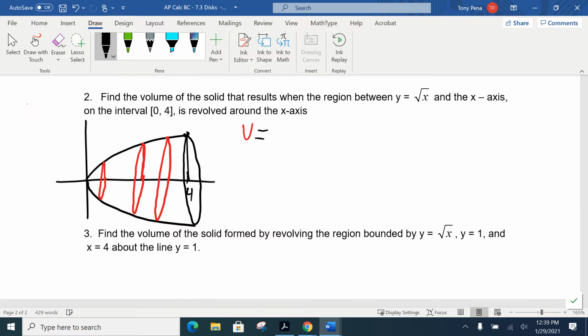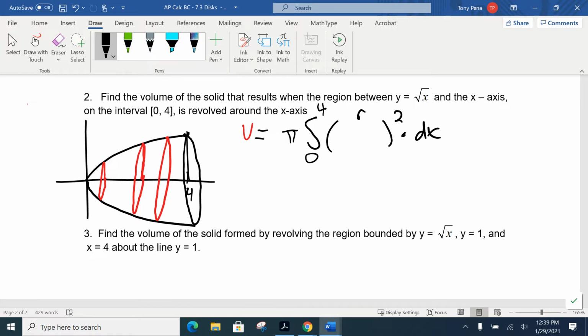That's what the integral does for us. It adds them all up. What we are adding together is basically circles that have an infinitely small width to them. So we do pi r squared, and then that really tiny width is defined as the dx. Since we're in terms of x, the limits are quite easy because you're going 0 to 4. We can just look at our graph.